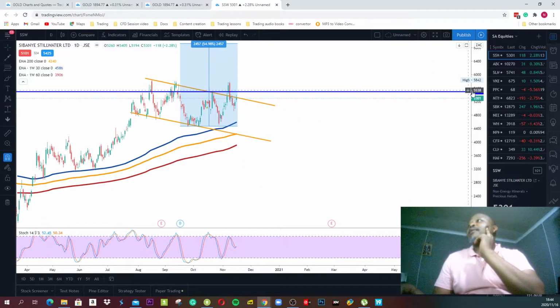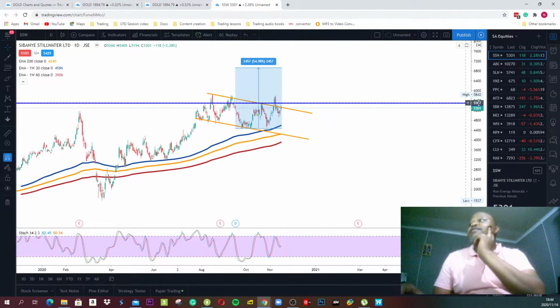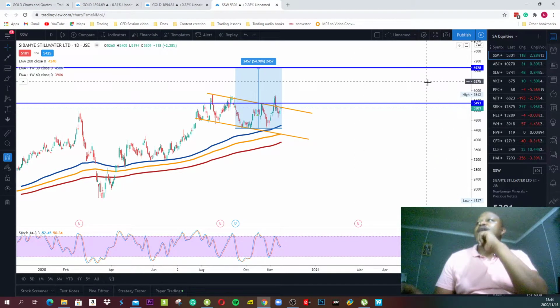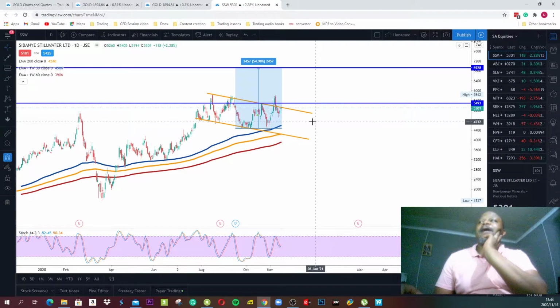So I'm looking for a break above this, call it 55 rand level, the 5,500 cent level, and using the flagpole I'm looking to target that 69 rand level with a stop somewhere around the 48ish level. So a decent risk reward there. And we had this false break last week.